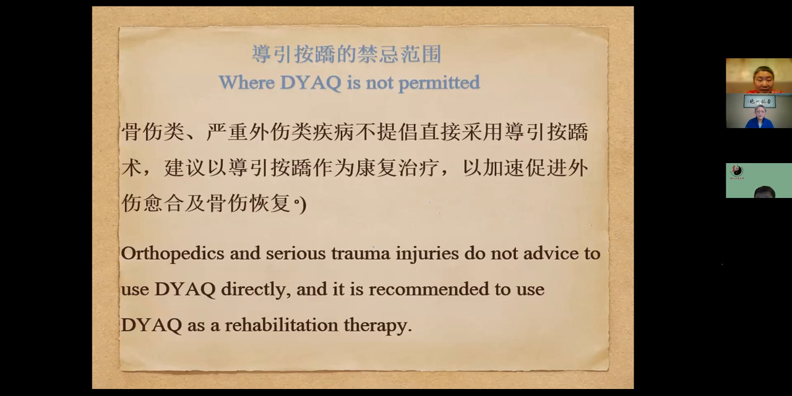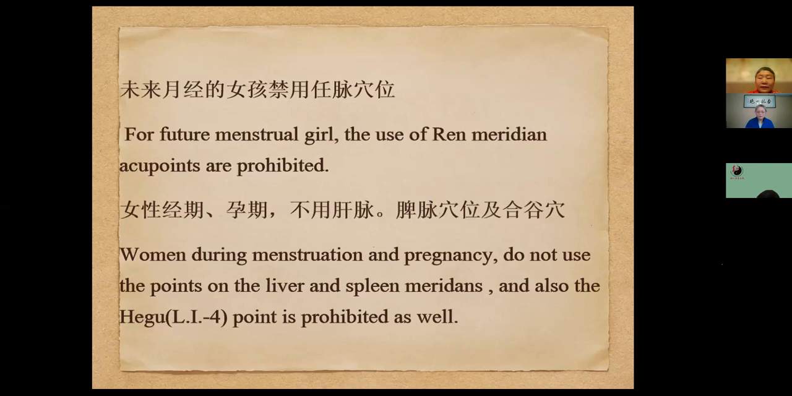And where 导引按跷 is not permitted: orthopedics and serious trauma injuries, we do not advise using 导引按跷 directly. It is recommended to use 导引按跷 as a rehabilitation therapy. So that's very important. And 导引按跷 is very good for trauma and the bone breaking or injury healing procedure. The healing procedure is so quick and so good. Treating all kinds of injury with 导引按跷 can speed up the healing procedure.